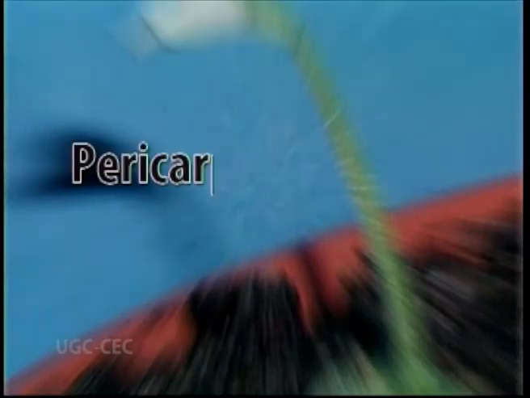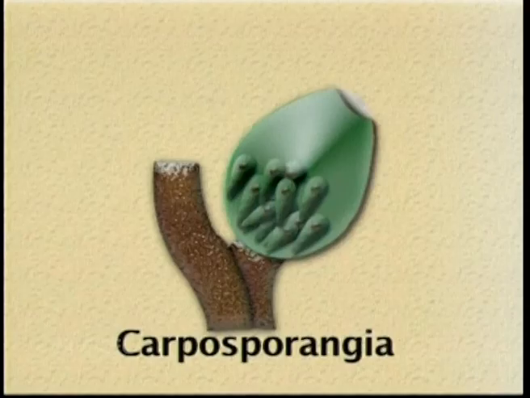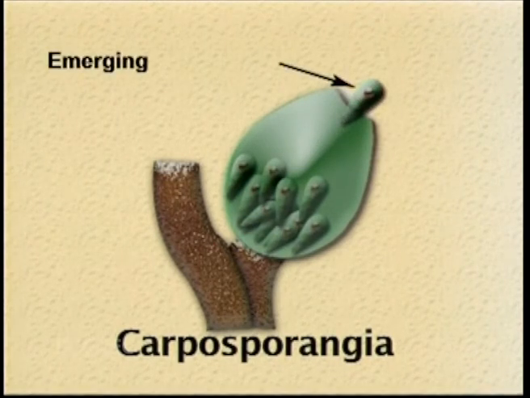Carposporophyte is parasitic on the female thallus of Polysiphonia as it remains attached to it and produces the diploid carpospores within the carposporangia. The carposporophyte is protected by a 2-layered pericarp open at the top. Pericarp is a haploid structure. At maturity, the pericarp contains the diploid carpospores which float out through the opening and are carried by the water currents.